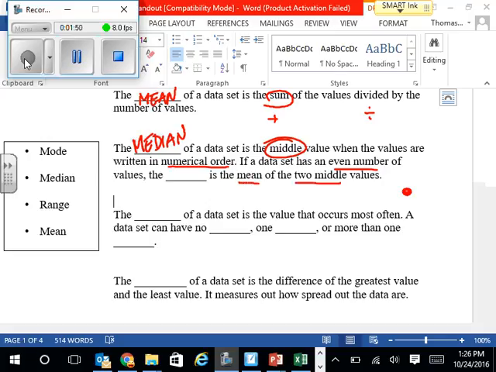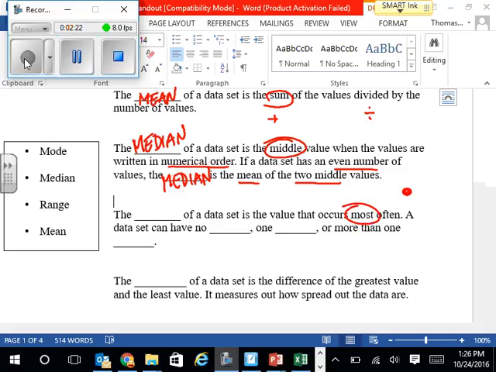Down to the next sentence, the blank of a data set is the value that occurs most often. Most is the magical word there. What is that word? Ooh, I don't know what that blank is for. Same word. Who has the number that shows the most? Is it a mode? So whoever has that one, you are right. Let's see what the rest of it said. A data set can have no mode. That is 1, 2, 3, 4, 5. Okay, all the numbers show up the same amount, so that's no mode.